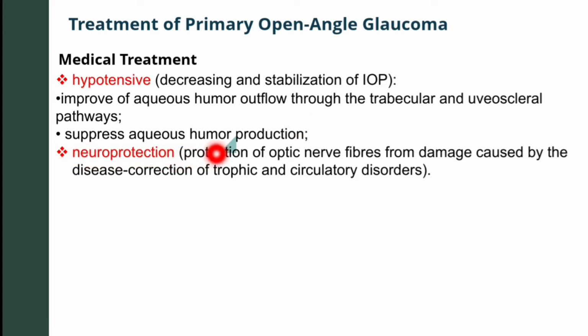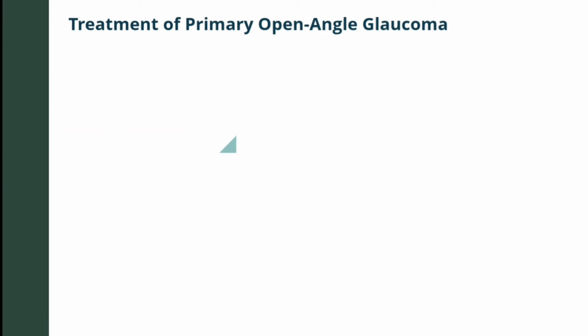Protection of the optic nerve fibers from damage caused by the disease, and the correction of the trophic and circulatory disorders. Okay, so let's start with the medical treatment. In medical treatment, the medications are divided into two groups: the medications of first choice and second choice.